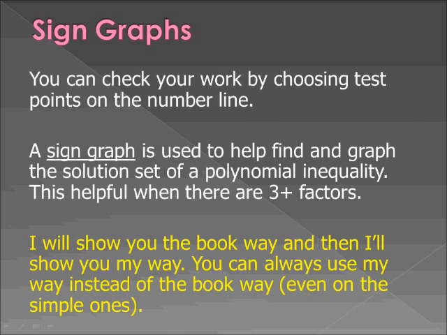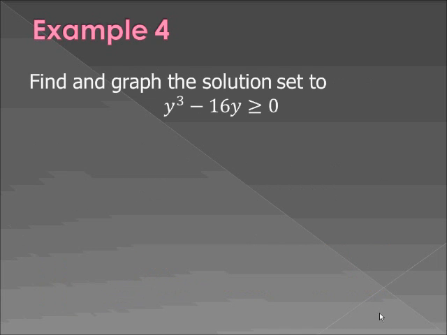Sign graphs. You can check your work by choosing a test point on the number line. A sign graph is used to help find and graph the solution set of a polynomial inequality. This is really helpful when there are 3 or more factors. Now, the book way has one way to do it, then I'm going to show you the way that I learned how to do it, and I think my way is easier. You can use my way instead of the book way, even on the simple ones. And the way that I do it, you can always use. It's simple, and you'll see how it works. But we'll go through the book way first because some of you want to use the book way.